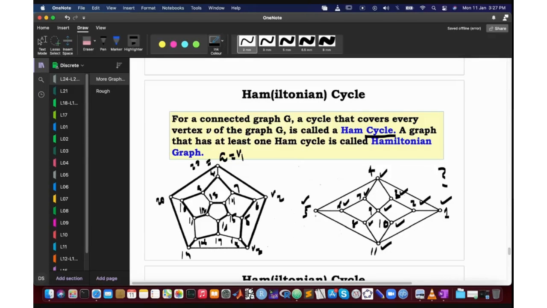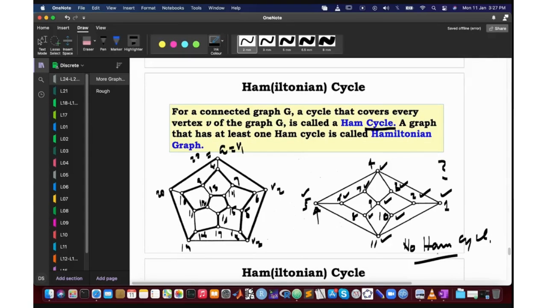But you need to come back to 5, right? You have to come back. It needs to be a cycle. So I think you can't have a Ham cycle here. Okay, I'm not sure, but I think you can't.